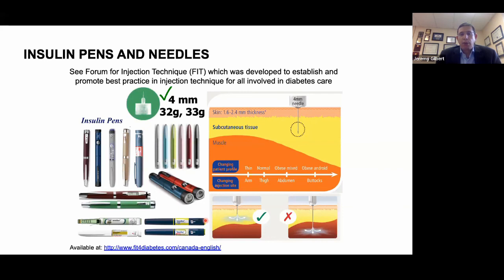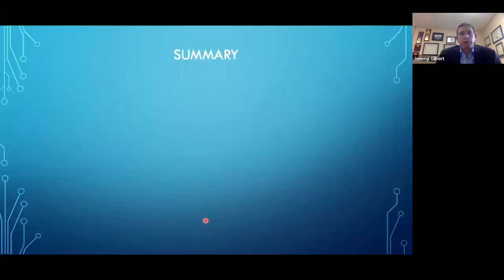And so a reminder just overall that the technique of insulin delivery is so important and must be reviewed on a regular and constant basis.